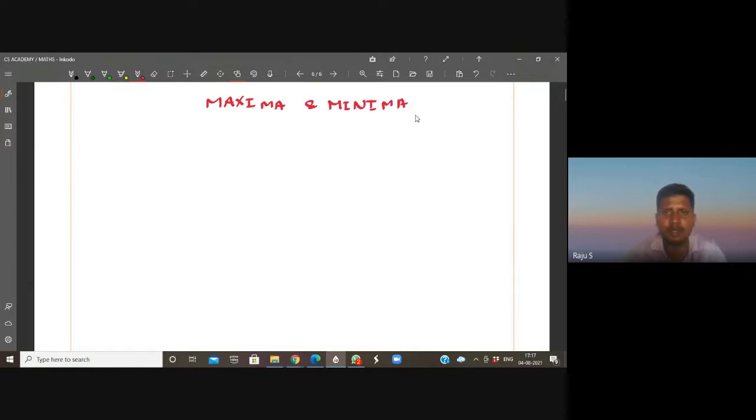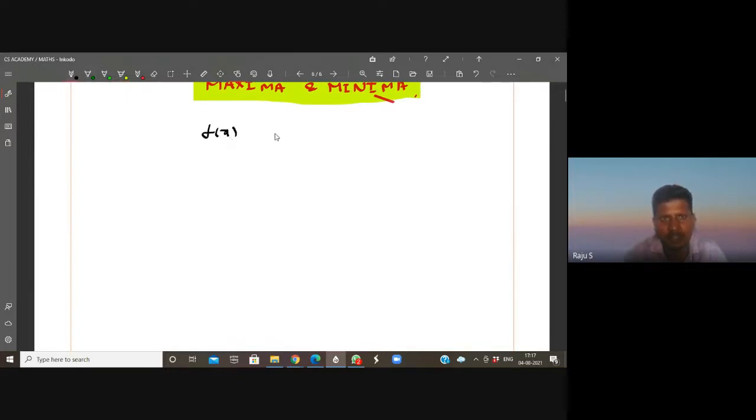Maxima and minima. Okay, so you're coming to maxima and minima. In this chapter only, they clearly give increasing and decreasing also. If they give any function f of x, it is increasing if f dash of x is greater than or equal to 0. f of x is decreasing if f dash of x is lesser than or equal to 0.